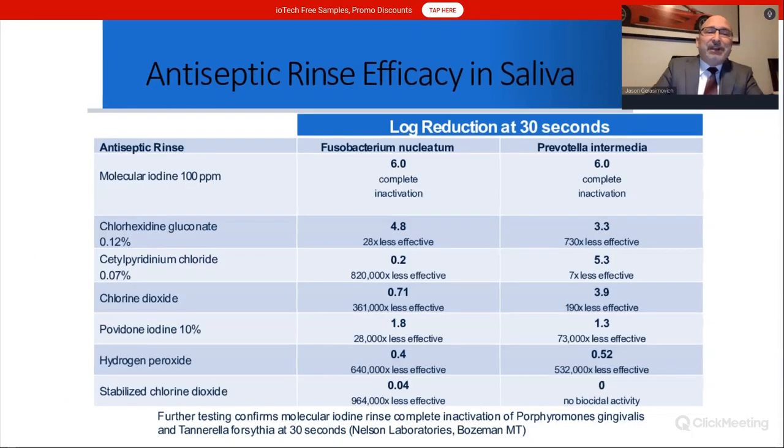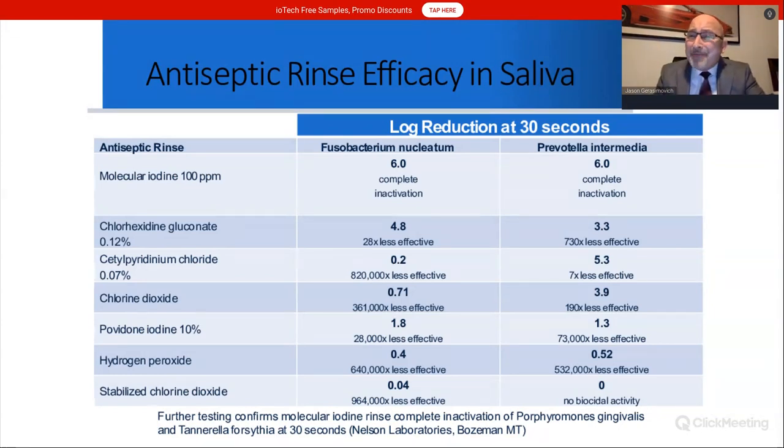And why is it magic? Because when you look at this chart, you're going to look at molecular iodine on the top, and this is tested in fresh, whole human saliva. And you will see that the molecular iodine at 100 parts per million kills all the germs that cause periodontal disease. And the two that you see here, Fusobacterium nucleatum and Prevotella, we completely inactivate within 30 seconds.